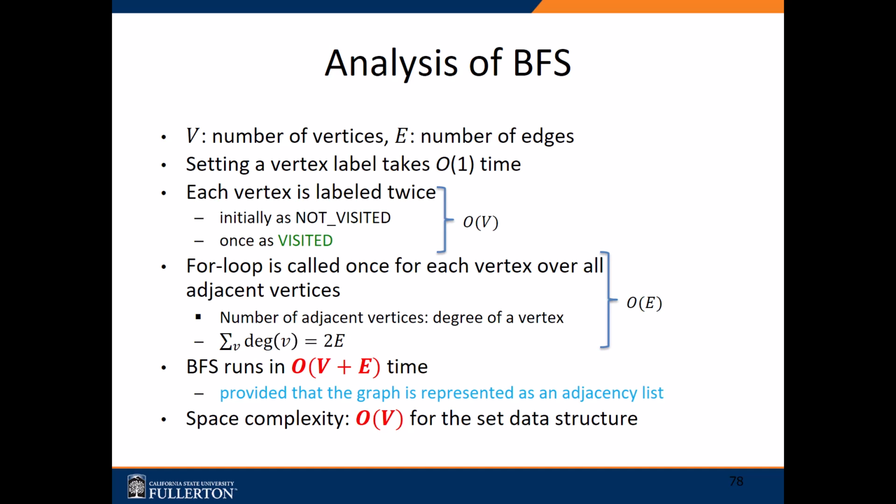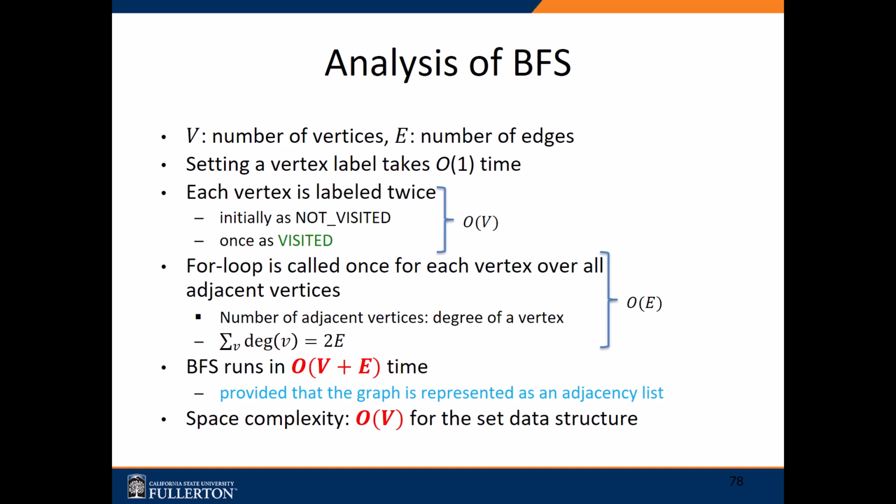Notice that this algorithm labels each vertex twice. Initially all the labels are marked as not visited, and then over the course of the algorithm the vertices become visited one by one. So the total cost of this step in the algorithm is O of V. Notice that also in every iteration we have to push all the adjacent vertices of a vertex into the queue. The number of adjacent edges or vertices is called the degree of a vertex. There is a theorem about graphs which says that the sum of the degrees of all vertices in a graph is twice the total number of edges.